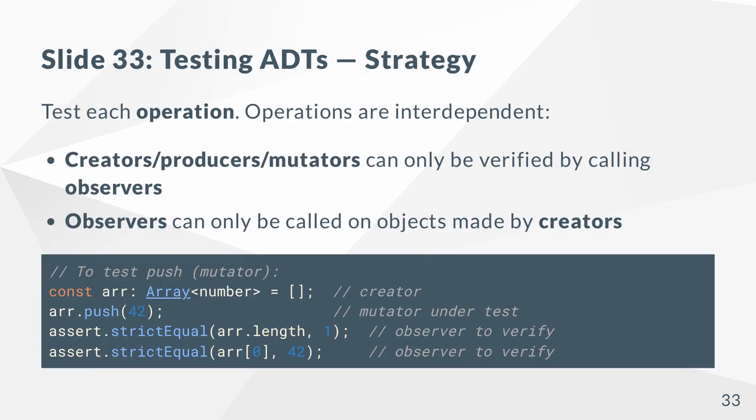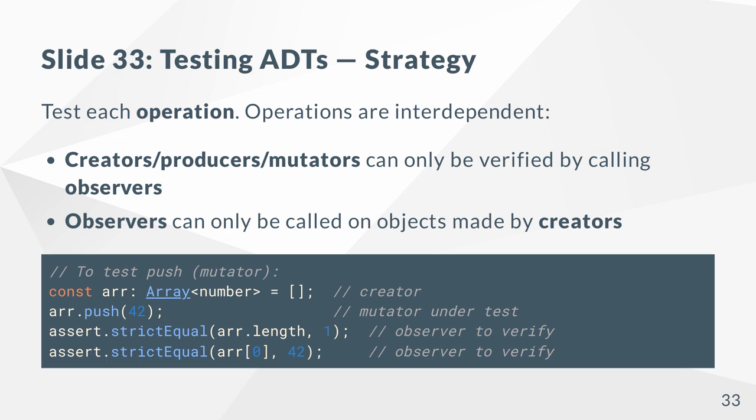Now let us talk about how to test an ADT. The core strategy is write tests for each operation. But here is the challenge. ADT operations are interdependent. You cannot test a creator or a mutator in isolation. To verify that a creator worked, you need to call an observer. And to test an observer, you need an object that was created by a creator. This means every ADT test involves at least two operations working together.